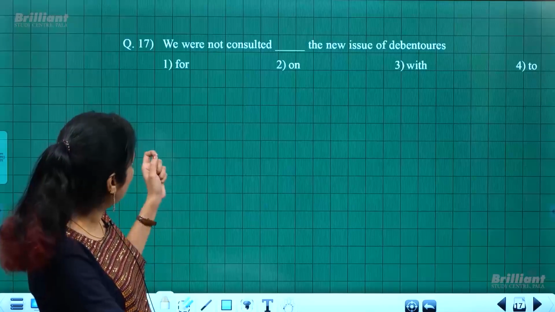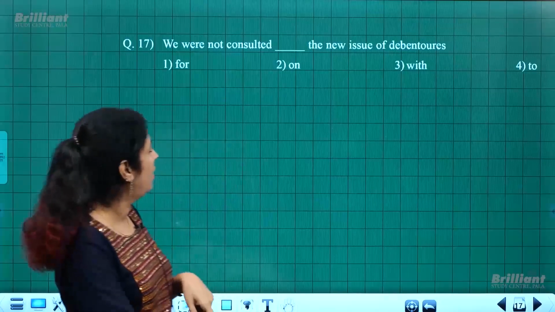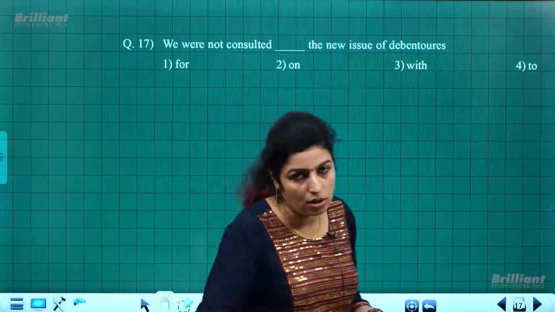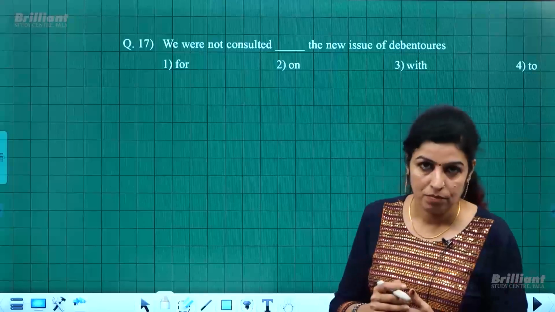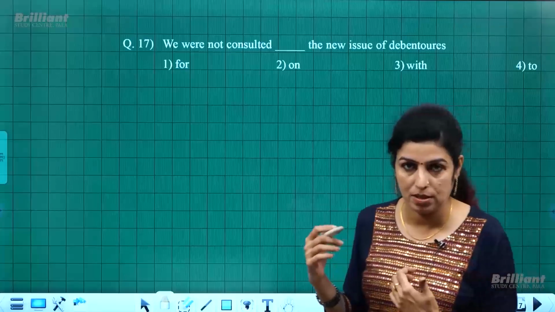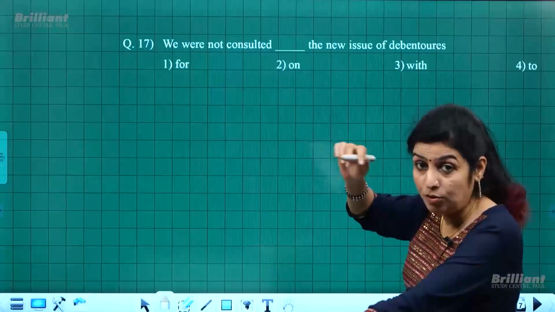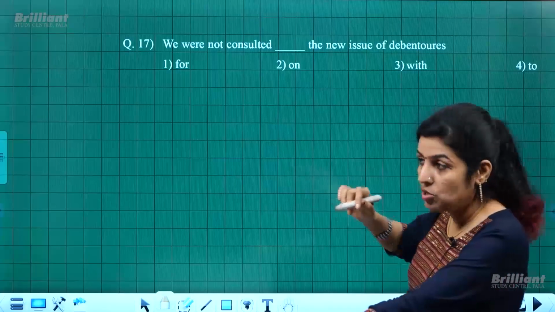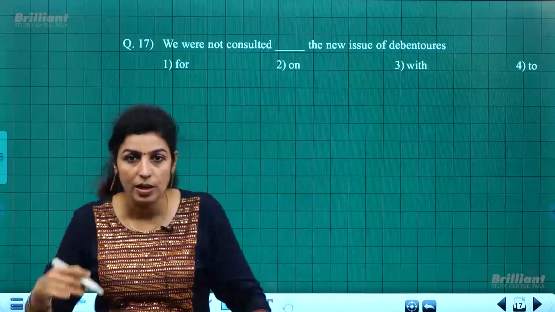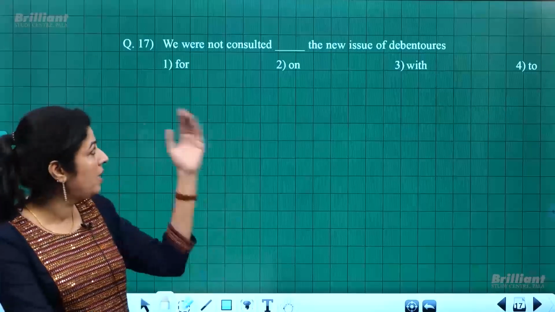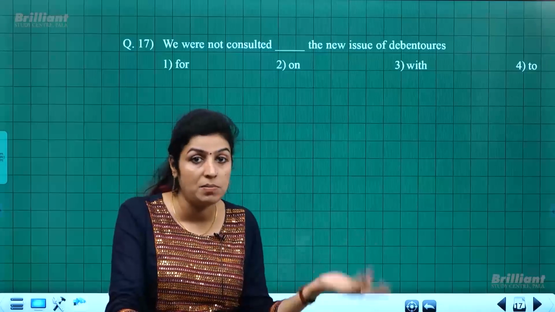Next, we were not consulted dash the new issue of debentures. Okay, so when you go to consult a doctor or seek experts' advice, you consult with a person. We consult with a person. But here the sentence structure goes like this: we were not consulted. It's passive voice, not active. So, I did not consult, that is an active voice sentence structure. There, of course, I have to use with. But here a passive voice is given, so you can't change the meaning of the sentence, right?